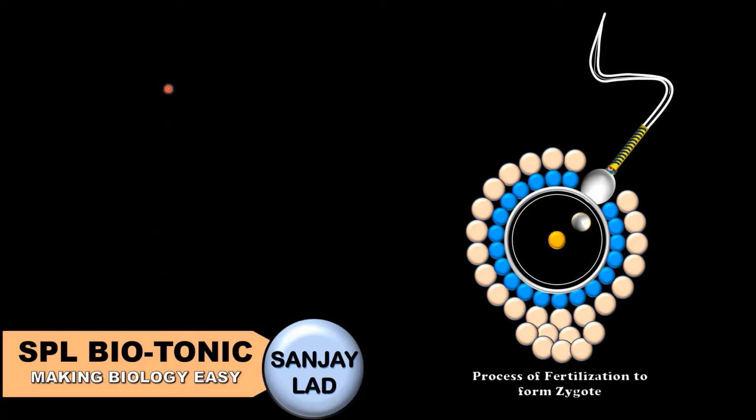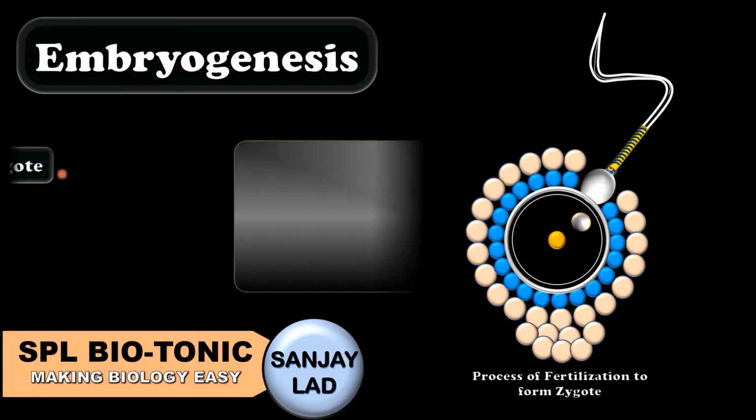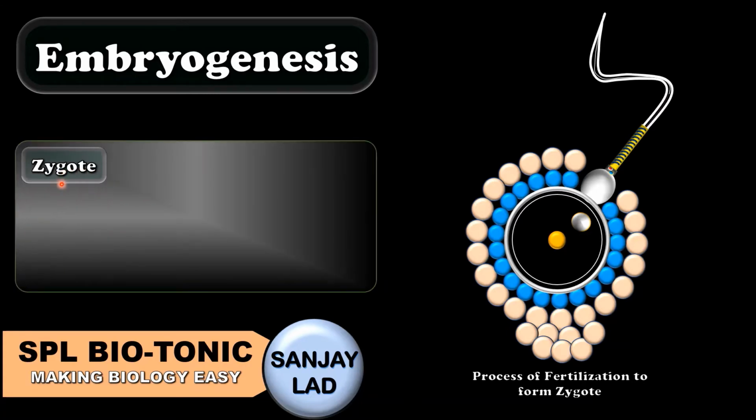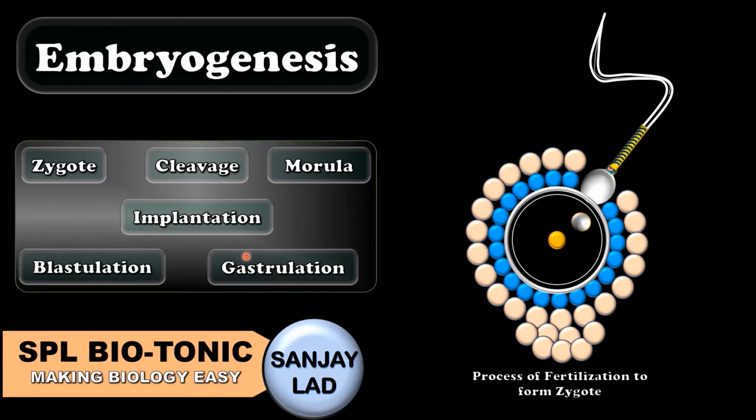Students, there are various steps involved in the process of embryogenesis. These steps are formation of zygote, cleavage, morula, implantation, blastulation, and gastrulation. In this session, I will talk about all minute details of these stages. So please watch the video till the end.